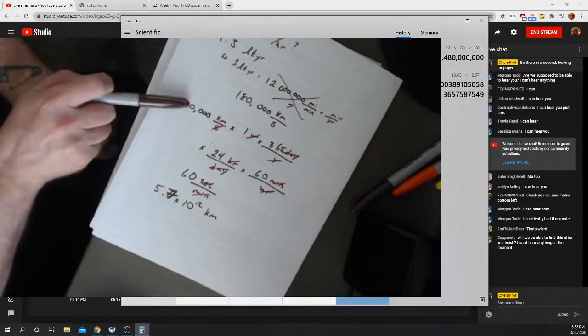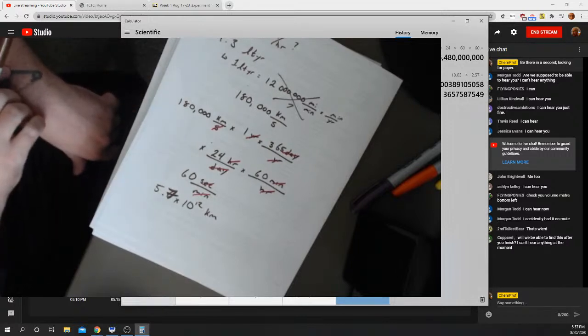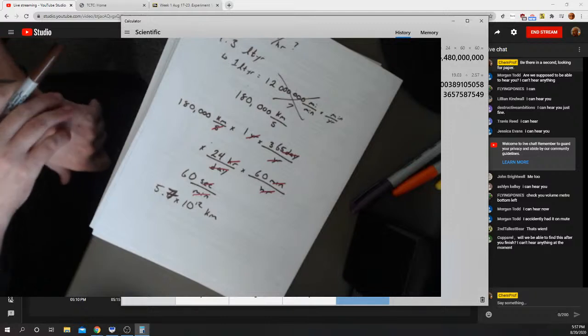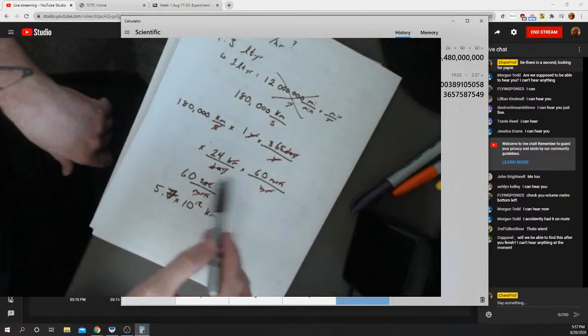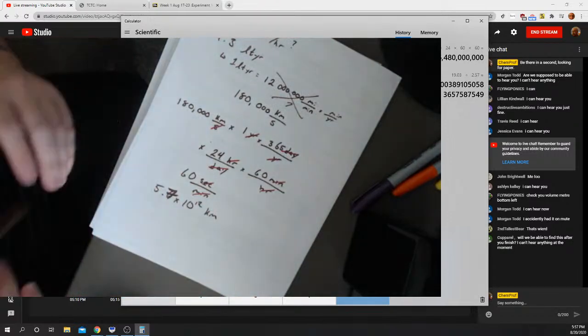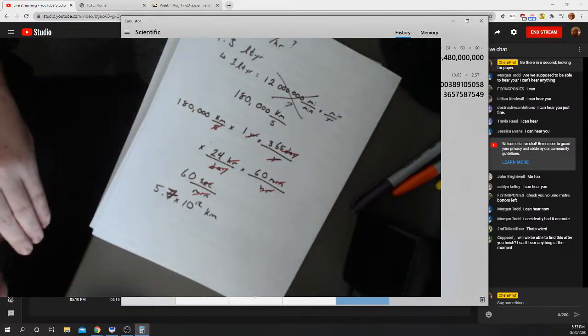Notice that I maintained 2 sig figs up there, 2 sig figs down there. We don't have to worry about the sig figs in these numbers here because those are exact conversions. They have infinite numbers of sig figs.